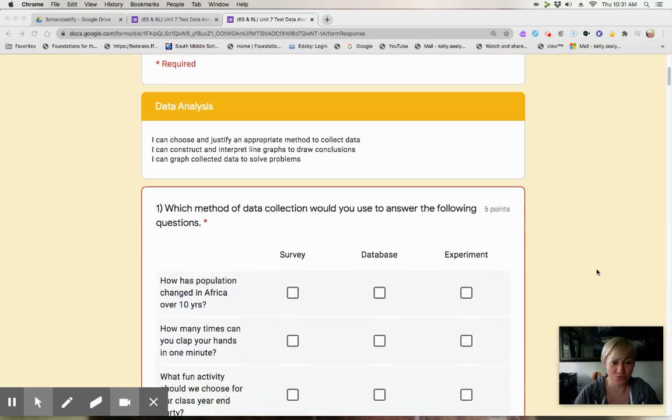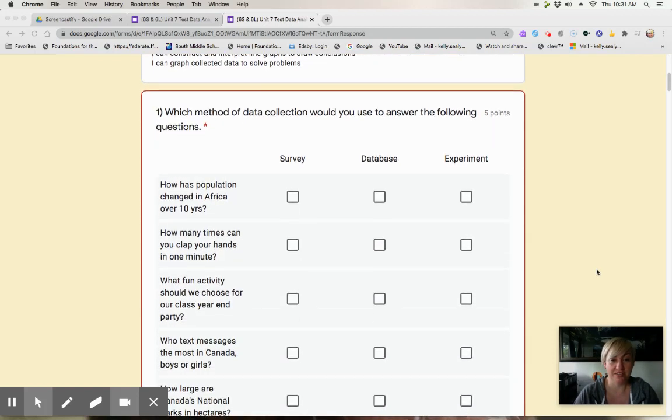First question was, which method of data collection would you use to answer the following questions? So the three methods listed here: survey means that you would ask people and get their responses. Database means that it is saved somewhere as information. To access the database, you probably want to do an internet search. An experiment means you actually have to carry out some sort of experiment you designed to find out the answer.